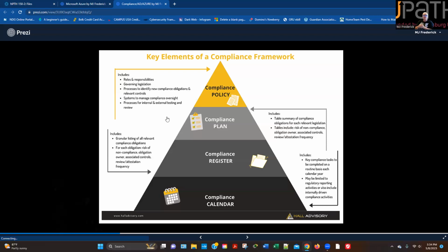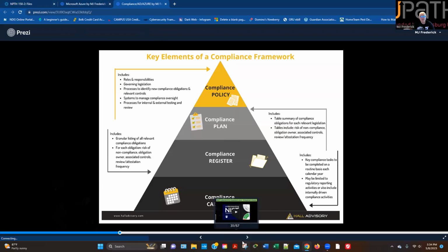And it may be limited to regulatory reporting activities or also internally driven compliance activities. So it's going to be dependent on the organization itself. But for us, we had certain times of the year we did certain things. And so I would always know and I'd be ready. So I had different walls with different boards on them and different things that I knew I was doing, which would make it much easier for me to follow where I needed to be, time on task. But these are the key elements of a compliance framework.